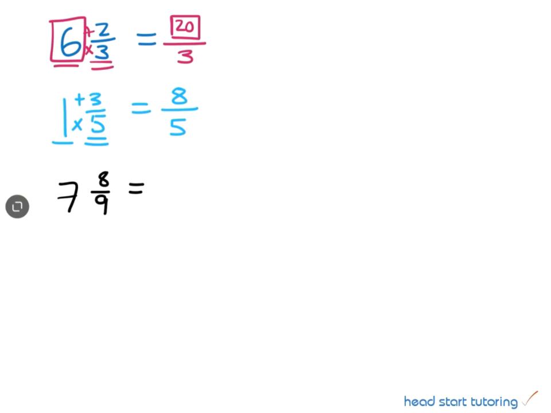7 and 8/9, we need to multiply our 7 by 9 to get 63, and then we have 63 plus 8, which is equal to 71. So we have got 71 over 9. So 7 and 8/9 as an improper fraction is equal to 71 over 9.